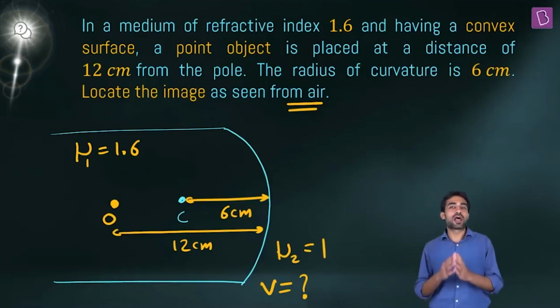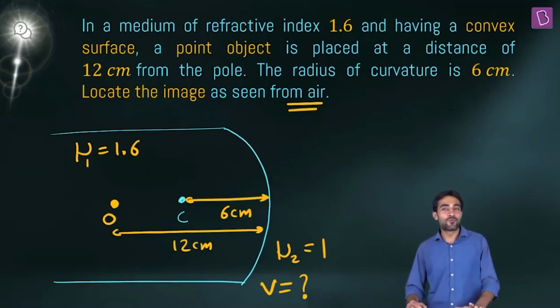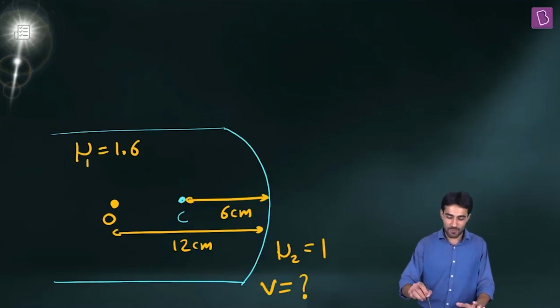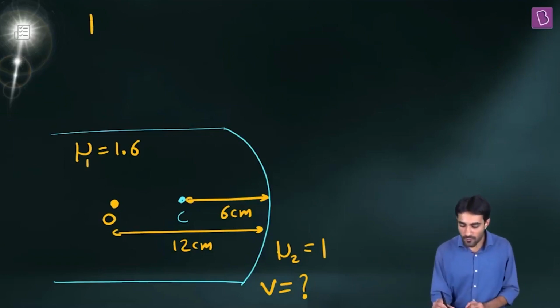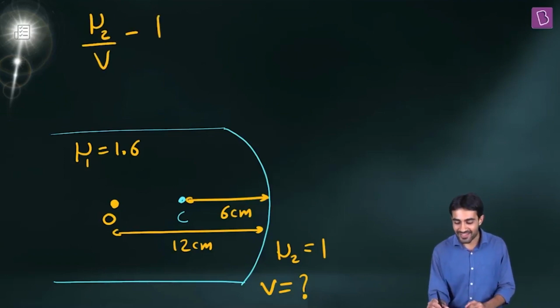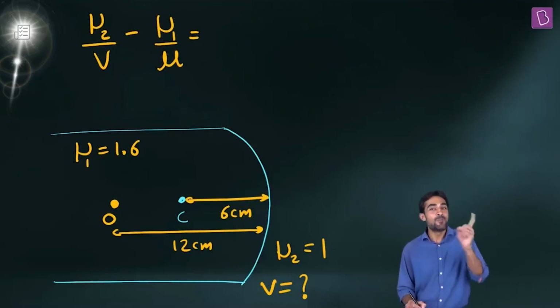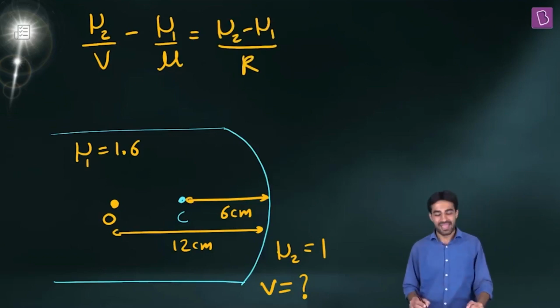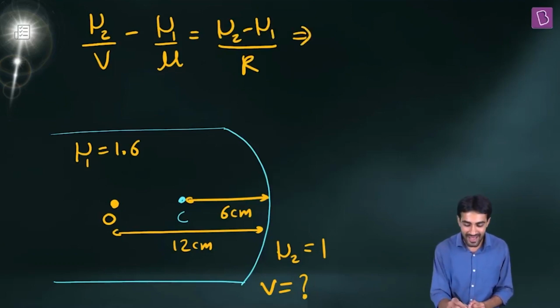Now let's go on our mission of finding V. For doing that, I have to remove this question. So let's see. What formula can we use? Mu2 by V minus mu1 by U is equal to mu2 minus mu1 by R. You remember this formula. Now let's put some values and let's get the answer.